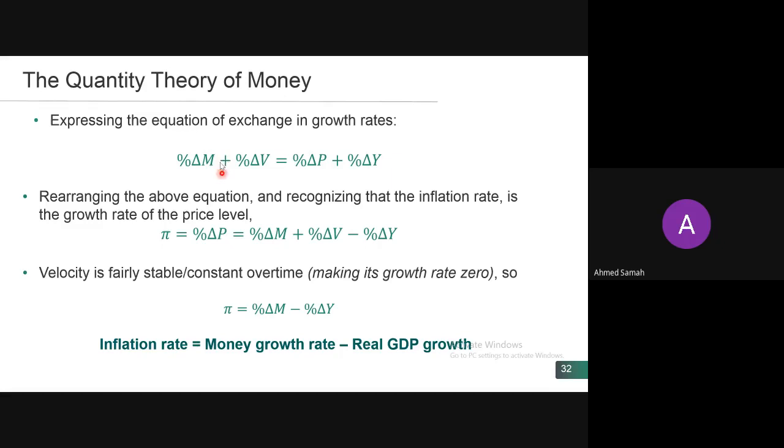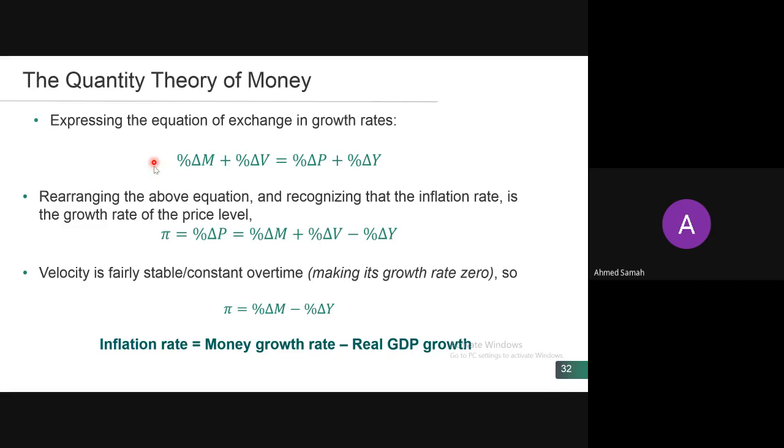When we express the equation of exchange in growth rates, we apply logs, so multiplication becomes addition. So the percentage change in money supply plus the percentage change in velocity is equal to the percentage change in price level plus the percentage change in real GDP. When we rearrange this formula to make the inflation rate the subject, the percentage change in price level, which is the inflation rate, equals the percentage change in money supply plus the percentage change in velocity minus the percentage change in real GDP. When we move this to this side, it will have a minus sign.